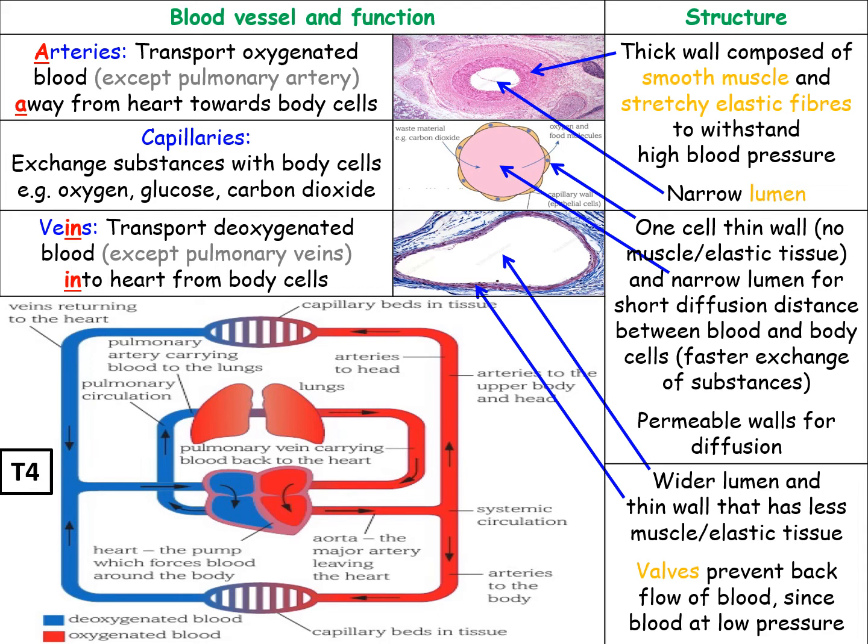The capillaries also need to have walls that are permeable for diffusion to occur. The veins have a wider lumen and a thinner wall, and that wall has less muscle or elastic tissue. So because the walls are thin, their lumen is a lot wider.